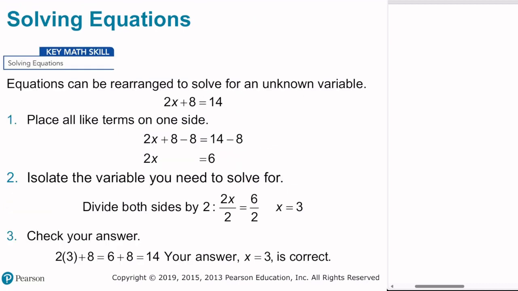Next, we'll discuss solving equations. Equations can be rearranged to solve for an unknown variable. Generally, that's what we're going to want to do in chemistry. Let's take, for example, the equation 2x plus 8 equals 14. We need to solve for x.